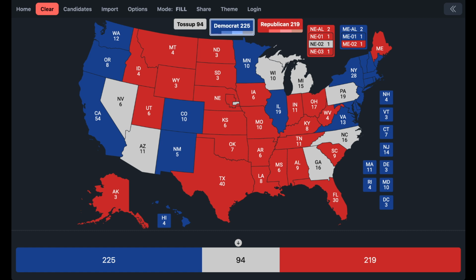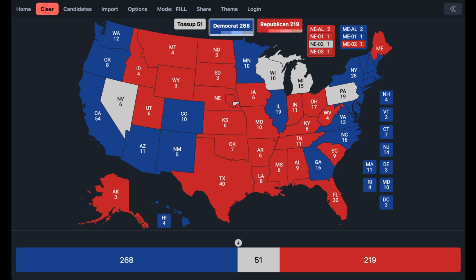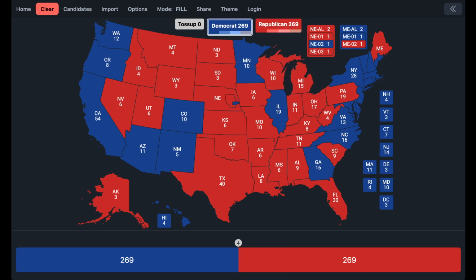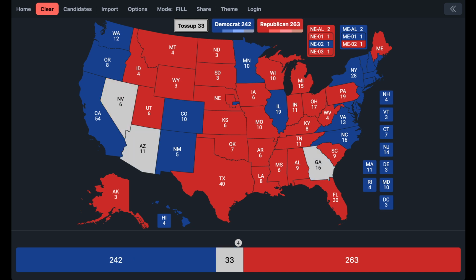So this is assuming Biden wins these three states, while Trump wins these three, and Nebraska second just goes to the Democrats. This is a potential 269 to 269 scenario. It's not the most likely, however. I'm going to show you guys the most likely scenario right here.